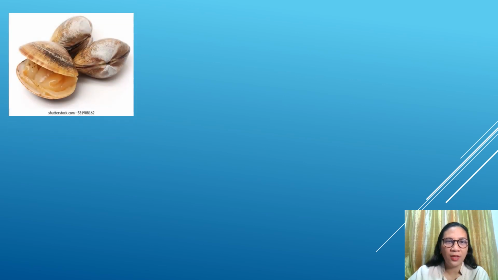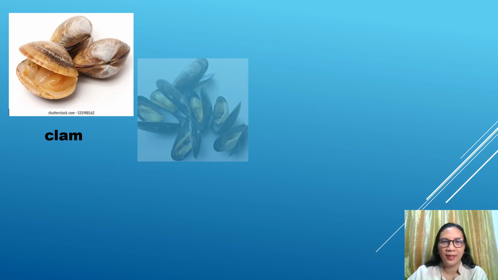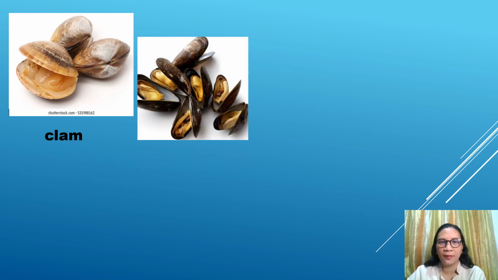Do you eat seafoods? What is your favorite seafood? I have here pictures of different seafoods. Let us identify them. What is in the first picture? Very good. This is a clam. In Tagalog, it is also called talaba. How about the next picture? Very good. These are called mussels.